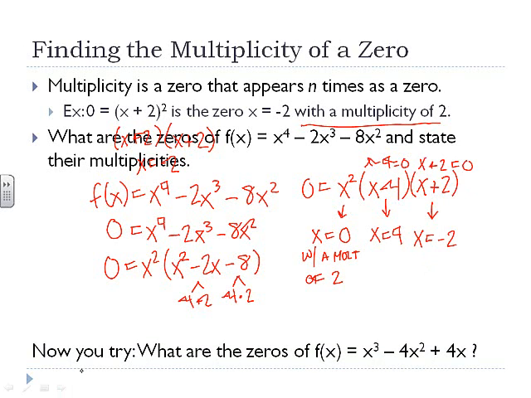Here's one for you to try. Try this and see what you come up with. Pause it and replay when you're ready for the answer. Alright, for this one you should find that x equals 0 with no multiplicity, and then x equals 2 with a multiplicity of 2.